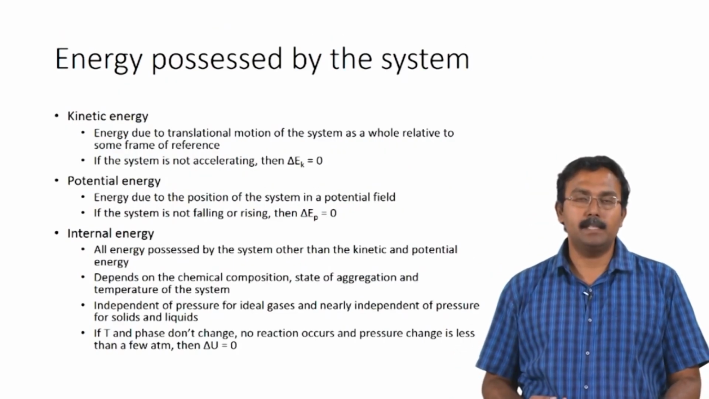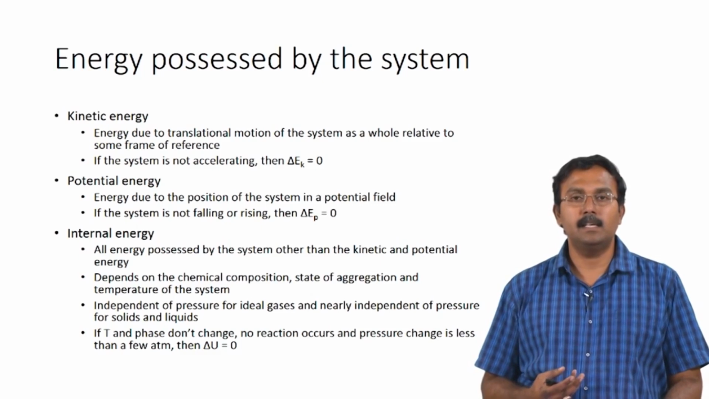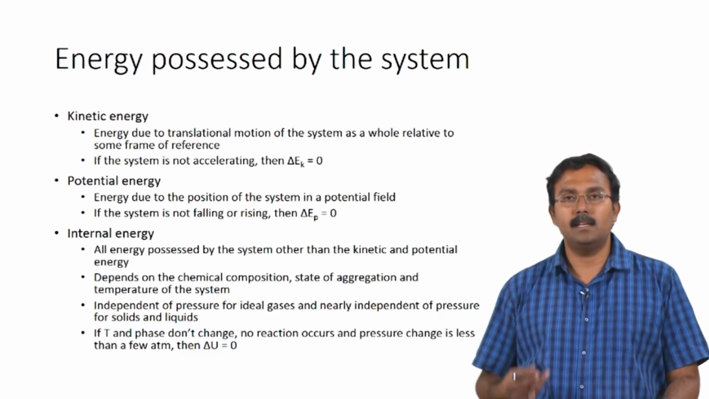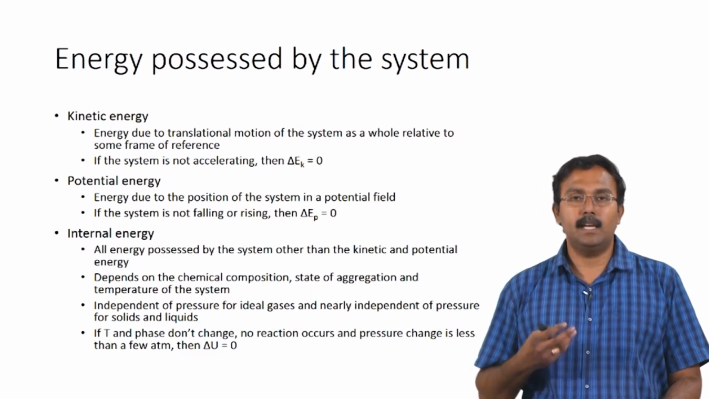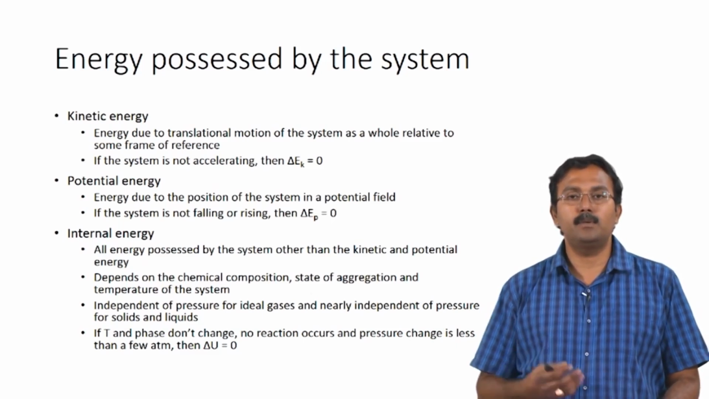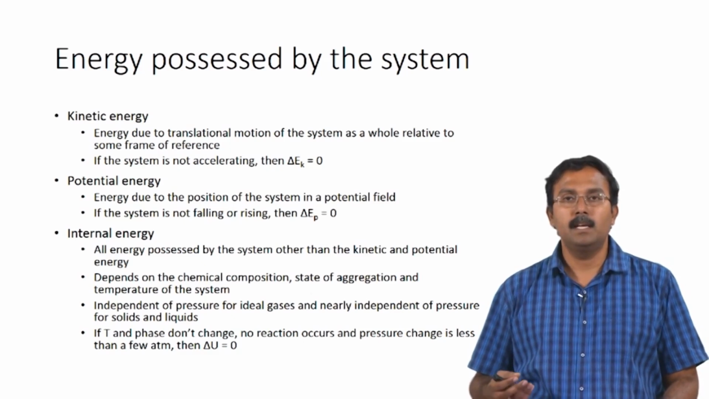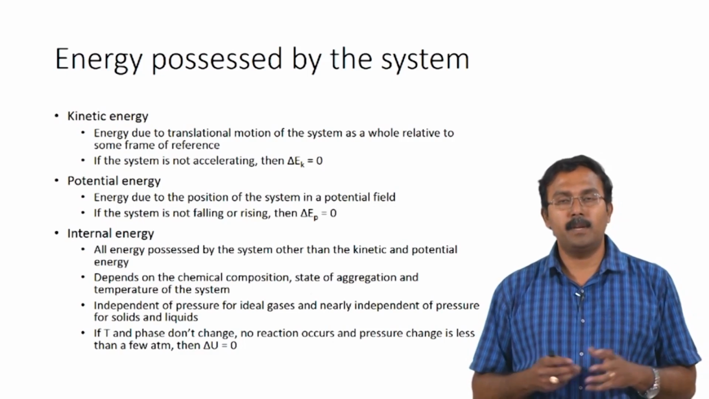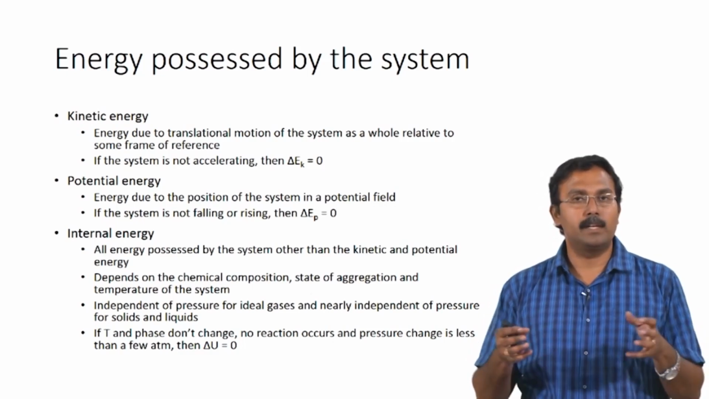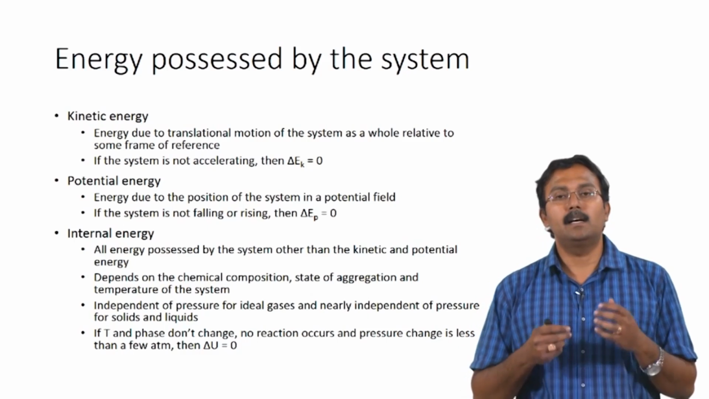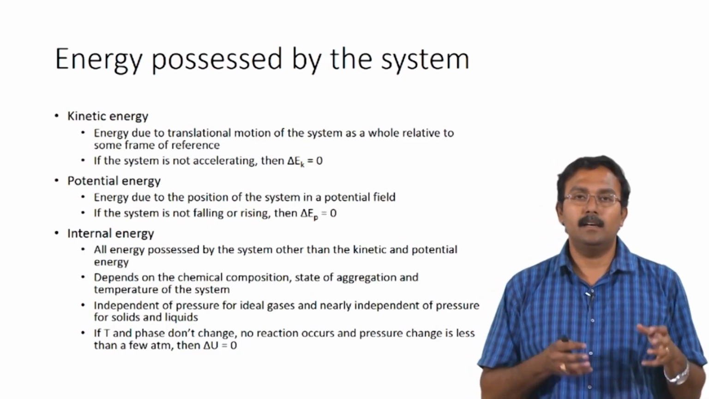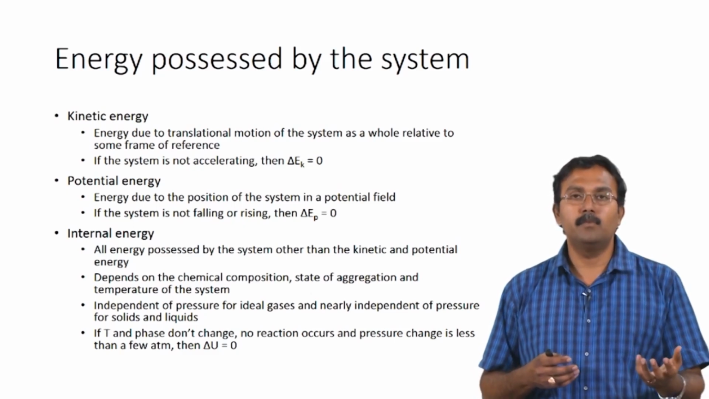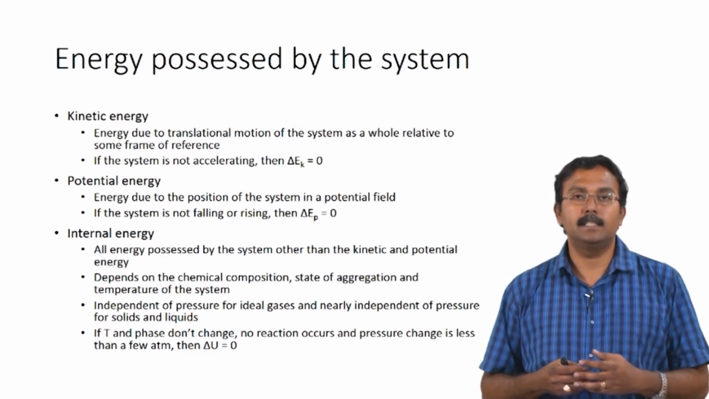Energy which is possessed by the system can be of 3 different kinds. One is the kinetic energy, the other is the potential energy, and the last one is the internal energy. Kinetic energy is the energy which is possessed by the system due to the translational motion of the system as a whole relative to some frame of reference. If the system is moving, it could be accelerating or decelerating, and then you would have a change in kinetic energy. If the system is moving at all, it possesses kinetic energy.